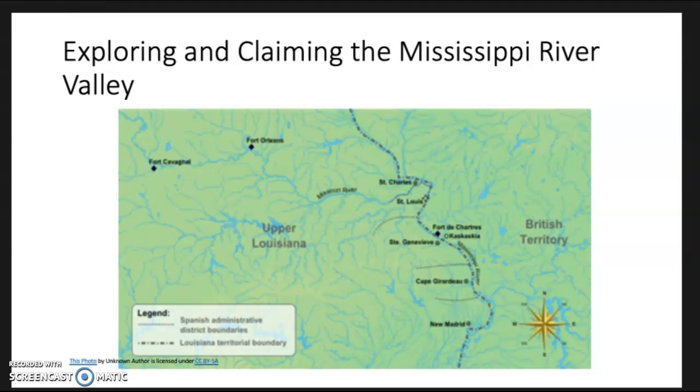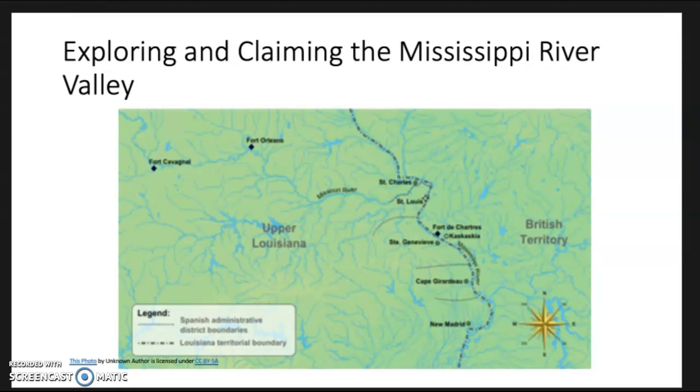Exploring and claiming the Mississippi River Valley. In 1663, King Louis XIV of France made New France a royal province and sent soldiers. In 1672, Louis Joliet and Father Jacques Marquette explored the Mississippi River. Joliet and Marquette created an alliance with the Illinois Native Americans. They wanted to establish a colony for trade and to block English expansion further west into the Mississippi River Valley.